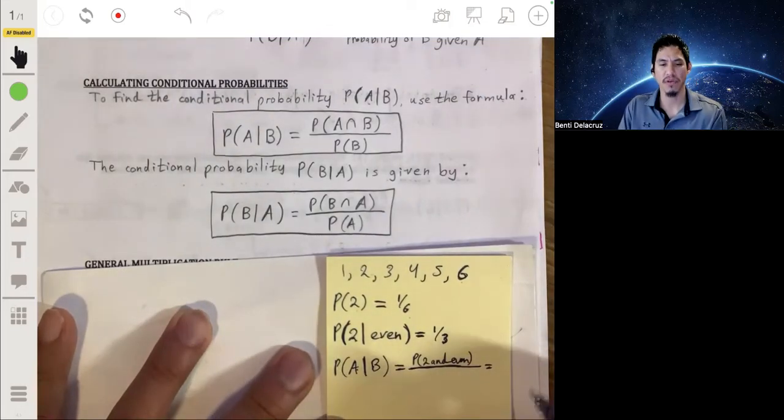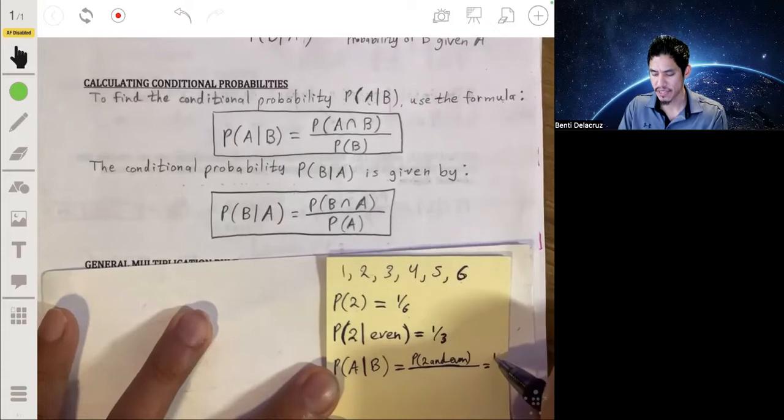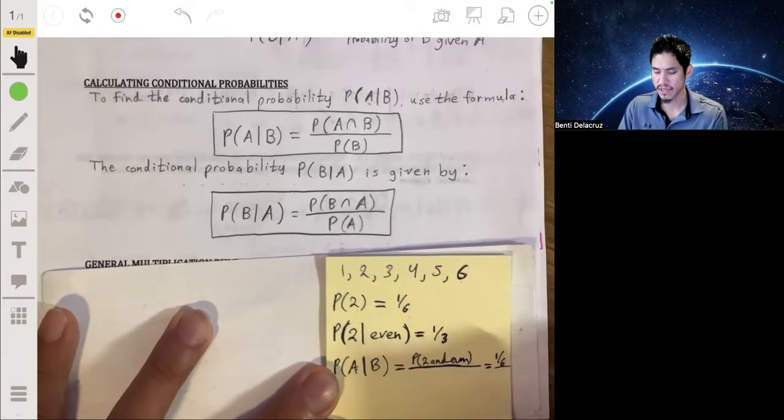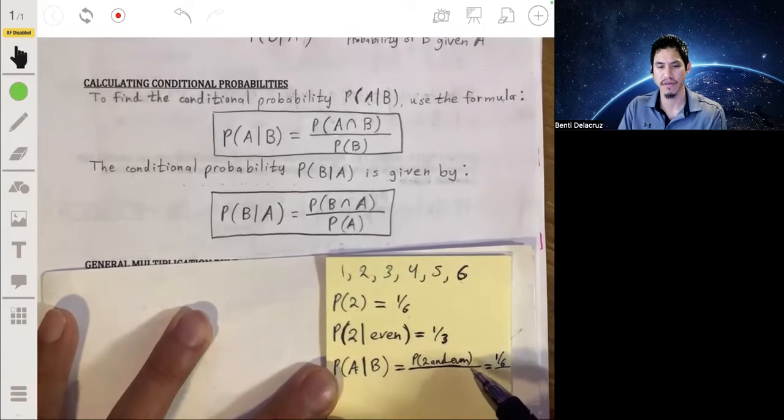So what's the probability of rolling a 2 and an even number? Well, it's just going to be 1/6. It's kind of like a trick question because a 2 is an even number. Whenever you roll a 2, it's going to be even, so that second part doesn't really matter.